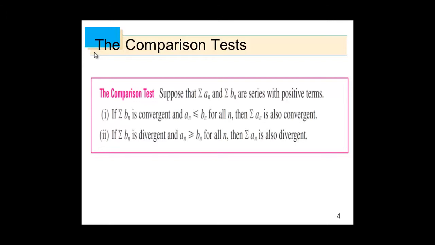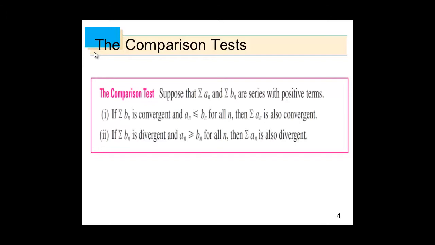Is that making sense? So basically what it is saying is that assume that I have two series and the second series is convergent, and we are saying if every term in the first series is less than the corresponding term of the convergent series, then this series got to be convergent as well.